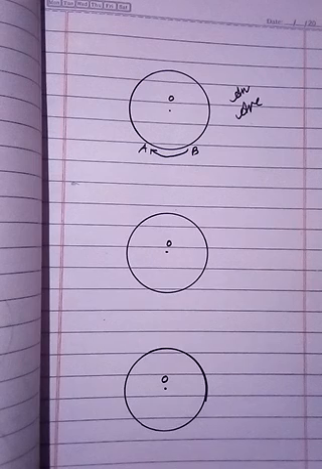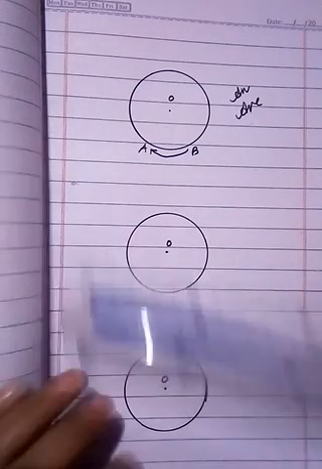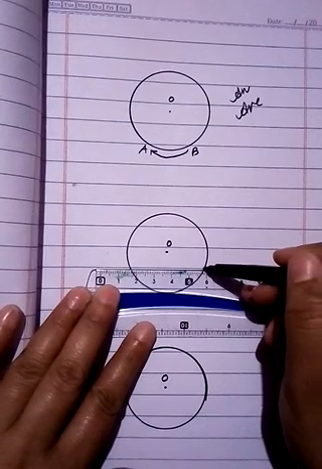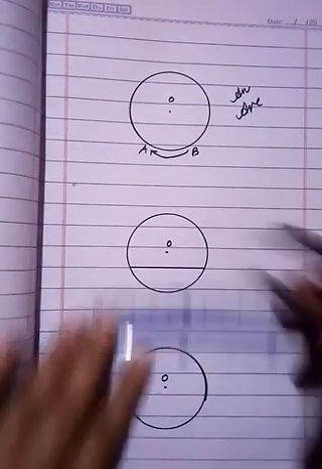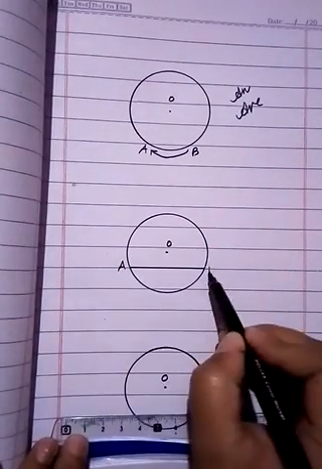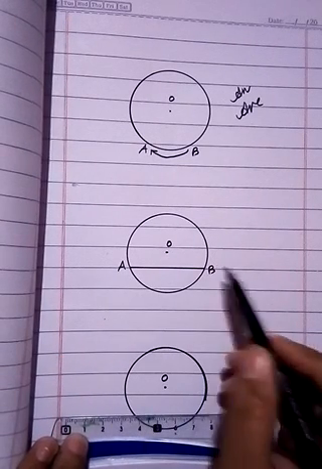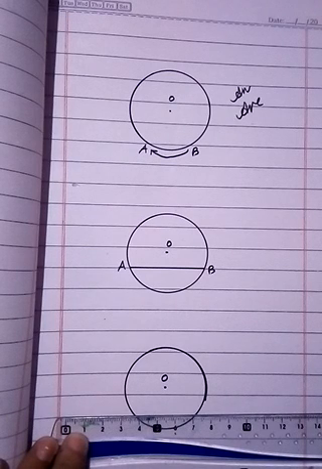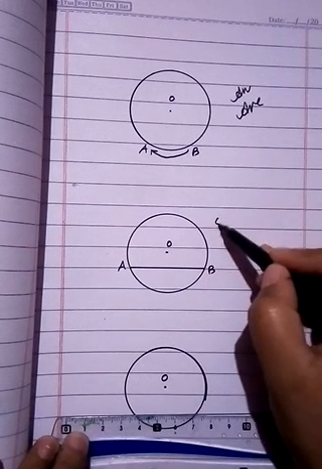Now next we will discuss the segment. Now O is the center point. You will draw a chord or line on the circle, which does not pass through the center point. Now named as A and B. This portion is known as an arc and AB is a chord. So its definition is a part of the circle bounded by an arc and a chord is known as a segment of a circle.